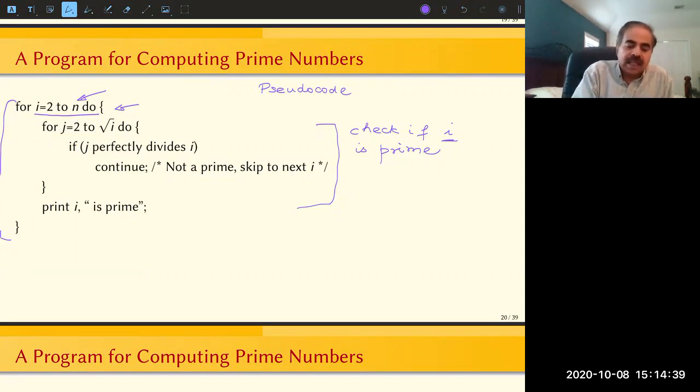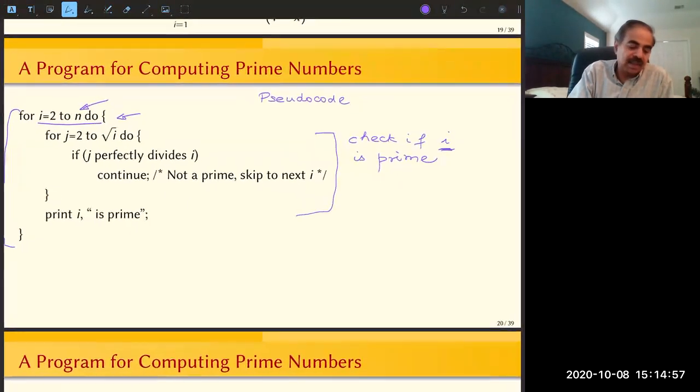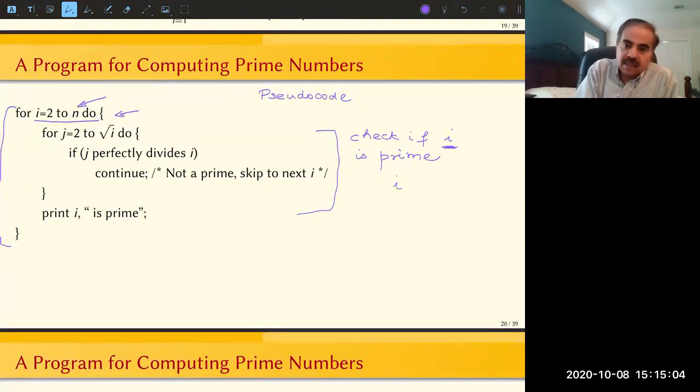Notice that if i is not a prime number, then it will have a divisor other than 1. In addition, if it has a divisor, then it has to have a divisor that's less than the square root of i. So if i has a divisor, then at least one of the divisors will be less than the square root of i.